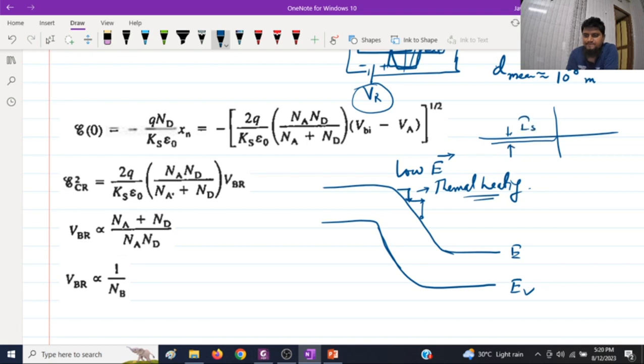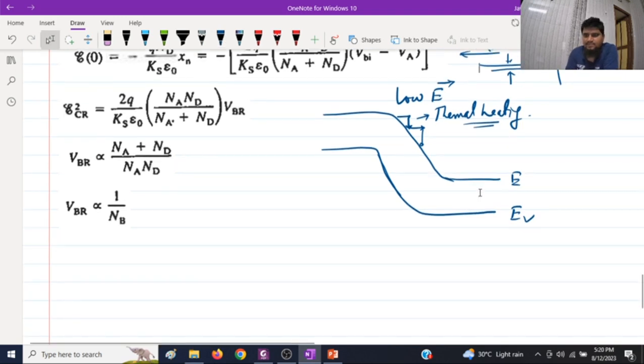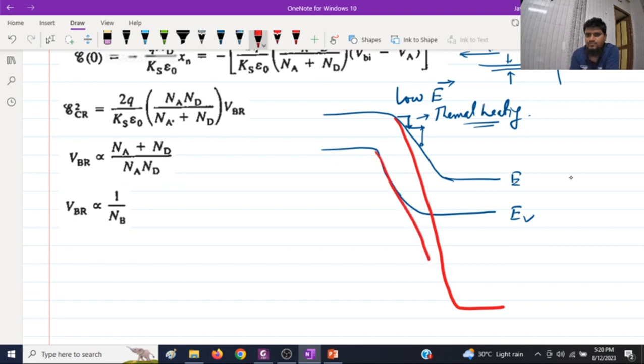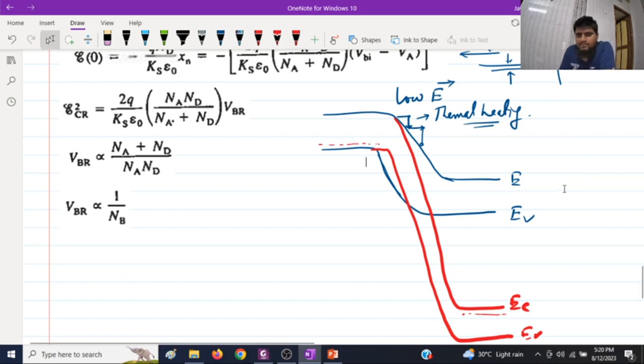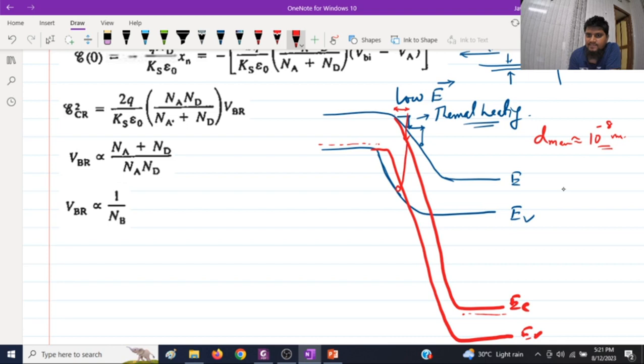However, if you increase the reverse bias, what will happen? The junction will look like this. Of course, this is N type, so it will have the Fermi level here, and it will have the Fermi level over here, right? So during one mean collision distance d, which is approximately equal to 10 to the power minus 8 meter, they will gain sufficient energy to knock down one hole, and they will create impact ionization.